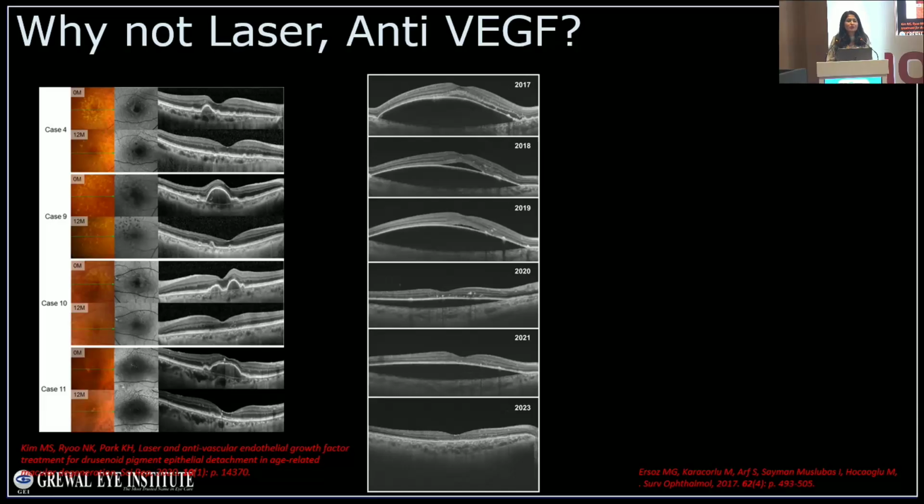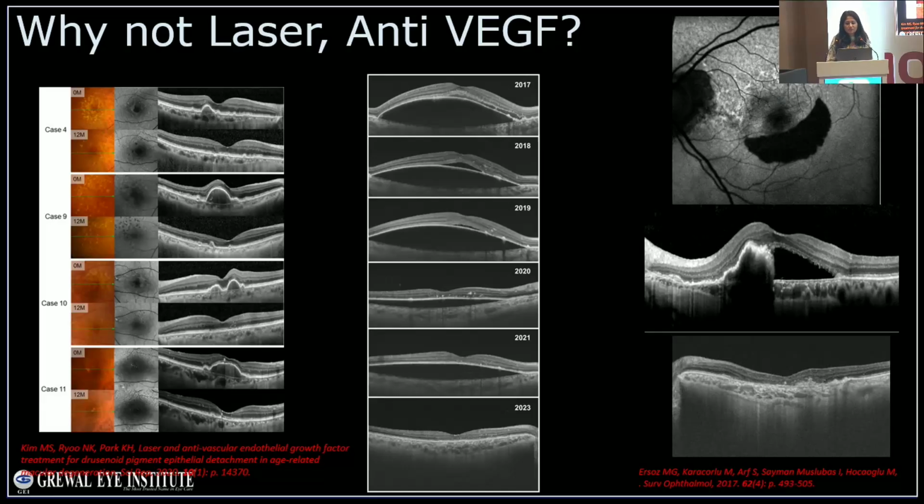The second thing, it is not indicated in such patients, and giving a laser or an anti-VEGF in such patients may actually increase the risk of RPE rip. So such tense PEDs, if you go in, there are high chances of an RPE rip, and it can also actually lead to a faster progression to atrophy.